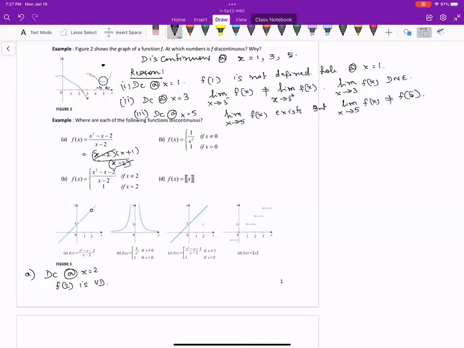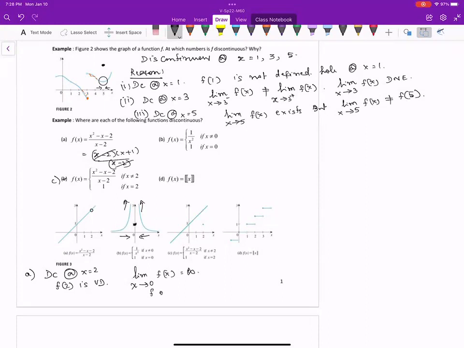Then the next one is 1 over x squared, part B. So 1 over x squared, x is not equal to 0, and it is equal to 1 at x equal to 1. There is a solid dot here. So here the limit exists at 0. Even though it is said to be an infinite limit, as x approaches from the right and from the left, f of x approaches infinity.